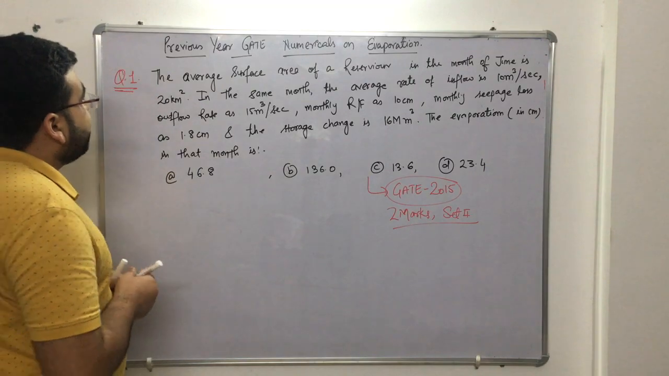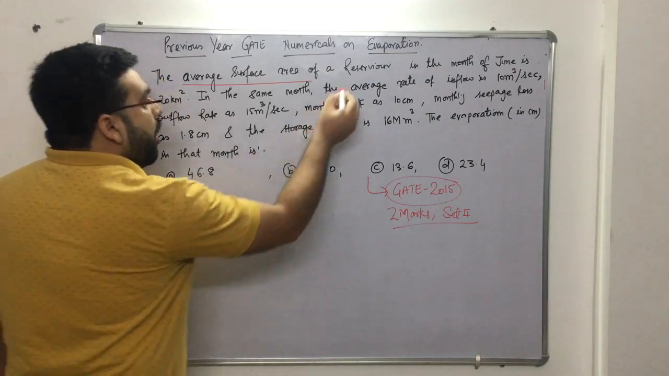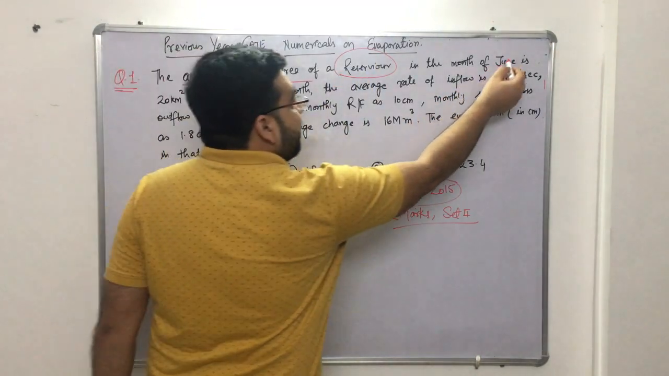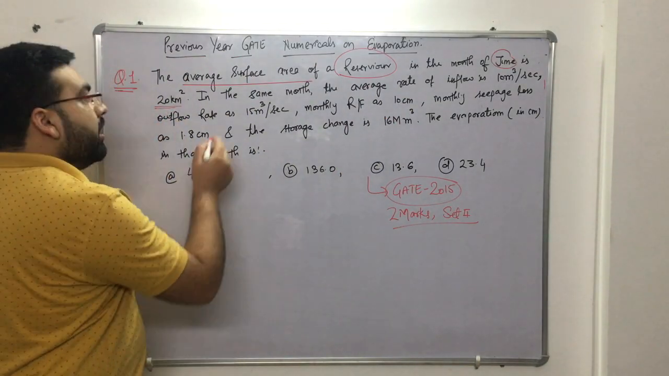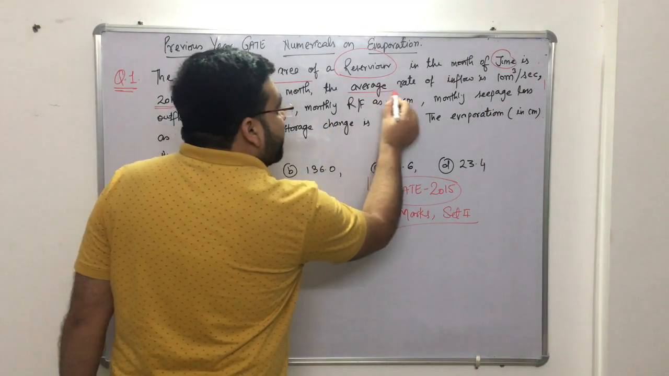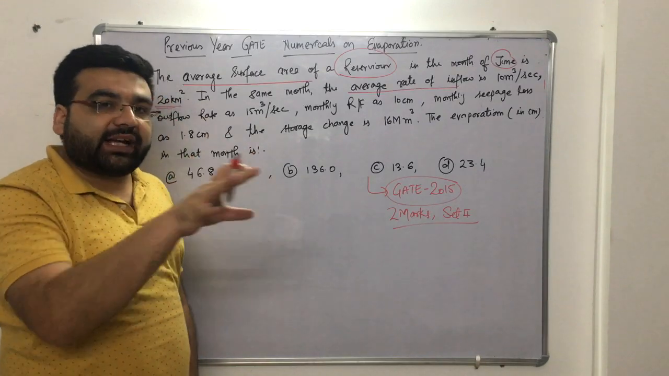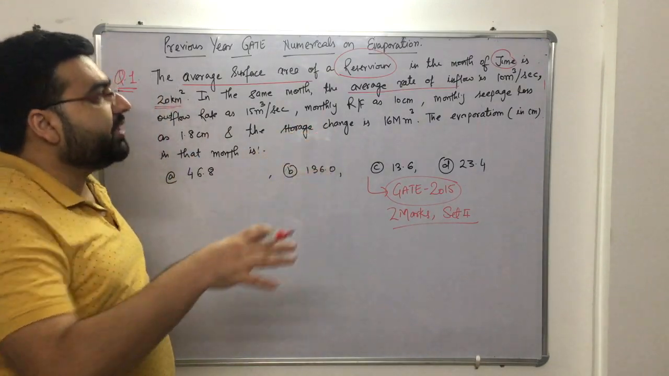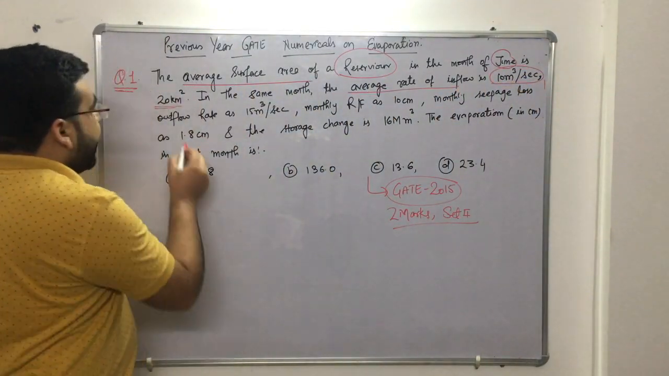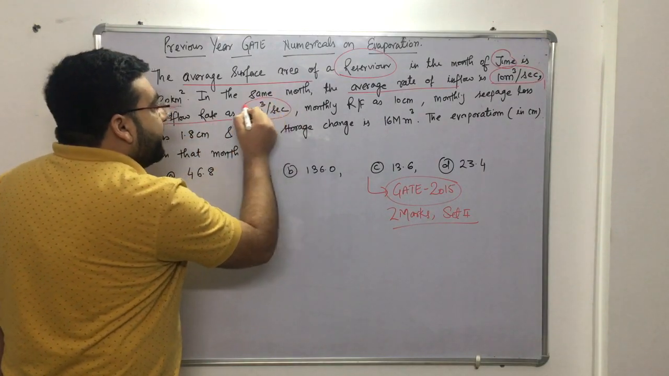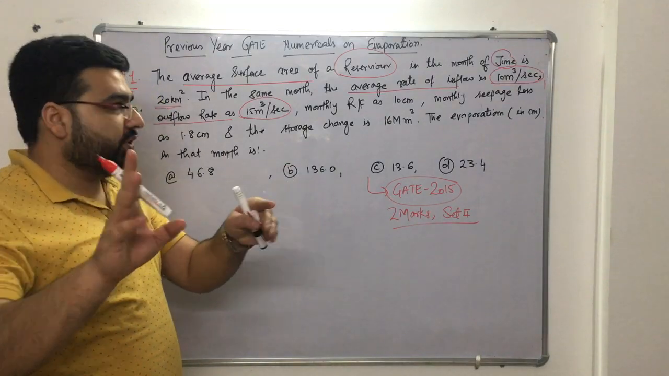The question says that the average surface area of a reservoir in the month of June is 20 kilometers square. In the same month, the average rate of inflow. Whenever you are reading questions, just imagine what is happening in the catchment area. So there is inflow, right? How much is inflow? 10 meter cube per second, and outflow rate as 15 meter cube per second. So if 10 meter cube per second is coming, 15 meter cube per second is going out, right?